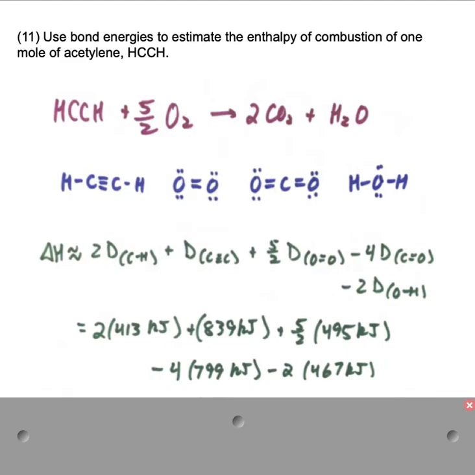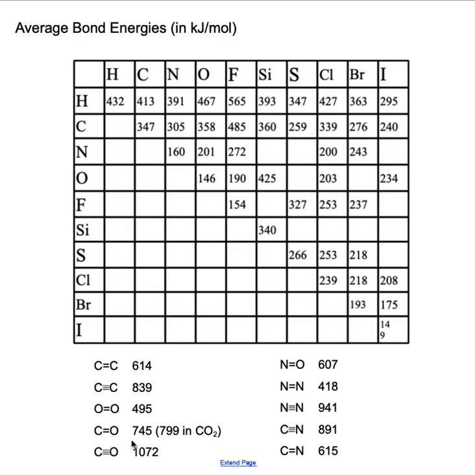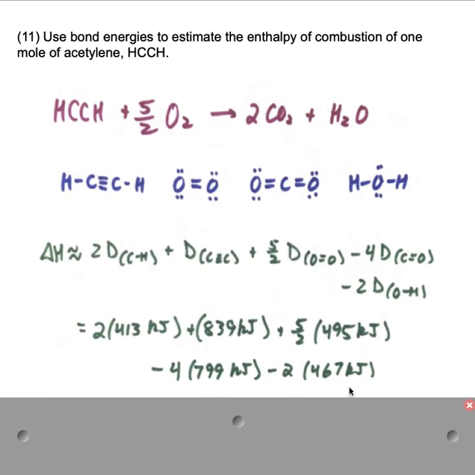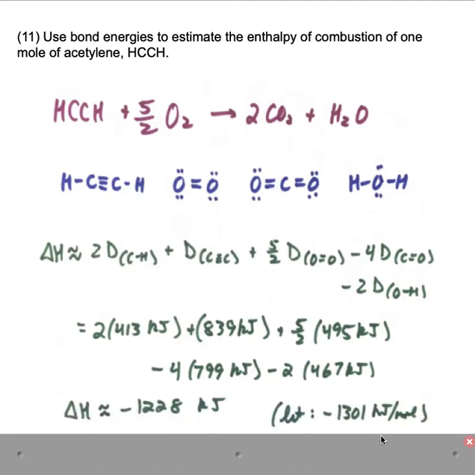If we go back to the table, for the carbon-oxygen double bond energy, we see an average energy of 745 kilojoules per mole, but it turns out that in carbon dioxide, for reasons I can explain in class, the carbon-oxygen double bond is substantially stronger. And since there really is only one type of CO double bond in CO2, it has its own unique value, and as you can see, I used that value here. Do the calculation, and I get a value of negative 1,228 kilojoules per mole of reaction as written, which is not that far off from the literature value.